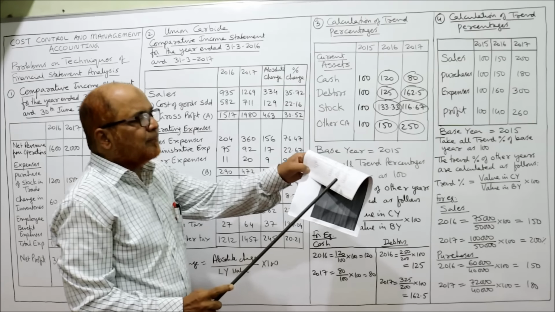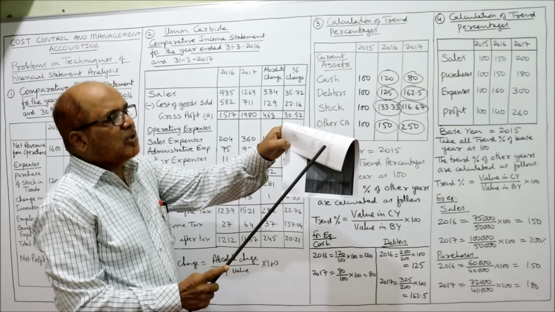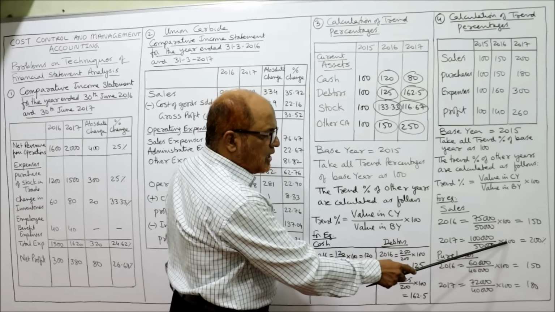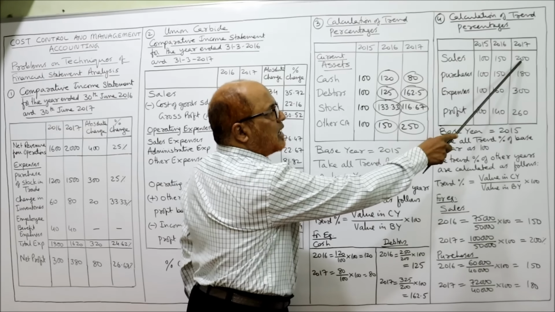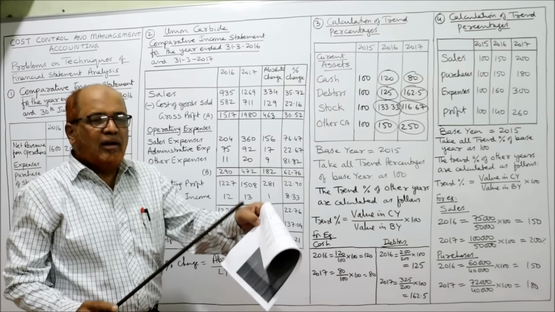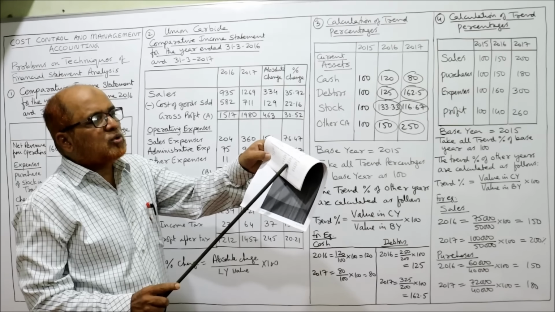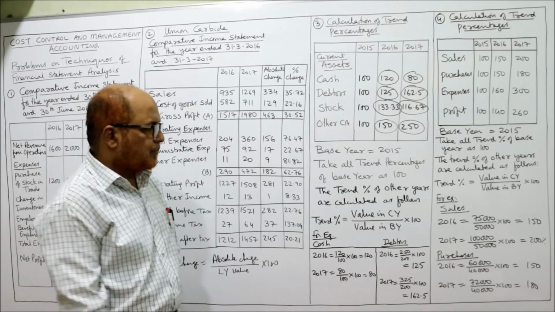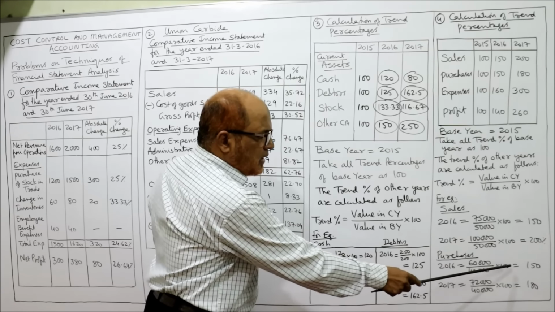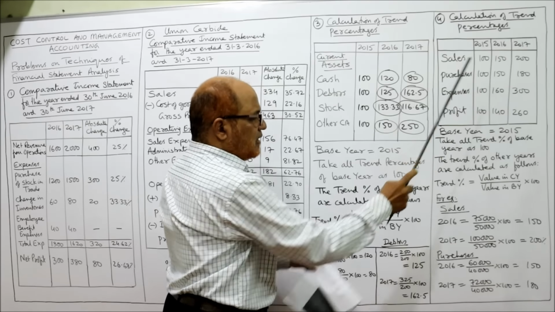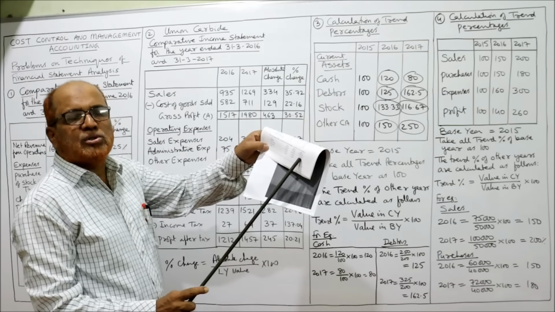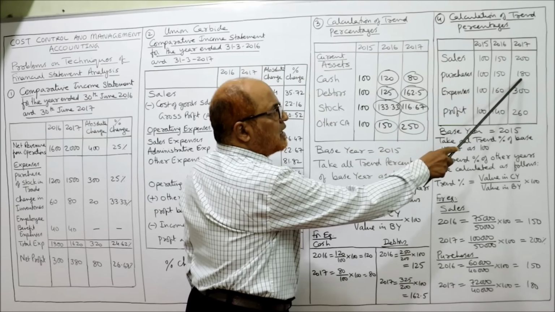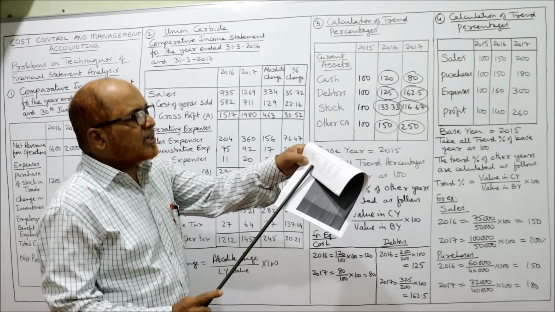Now 2017, the sales are 1 lakh. So 1 lakh divided by 50,000 into 100, 200%. So here I have taken 200. Sales over. Now purchases. Purchases in 2016 are 60,000. 60,000 by 40,000 into 100. Here 60 by 40 into 100, 150. I have taken 150. Next one, purchase of 72,000. 72,000 by 40,000 into 100, you will get 180. I have taken 180%.